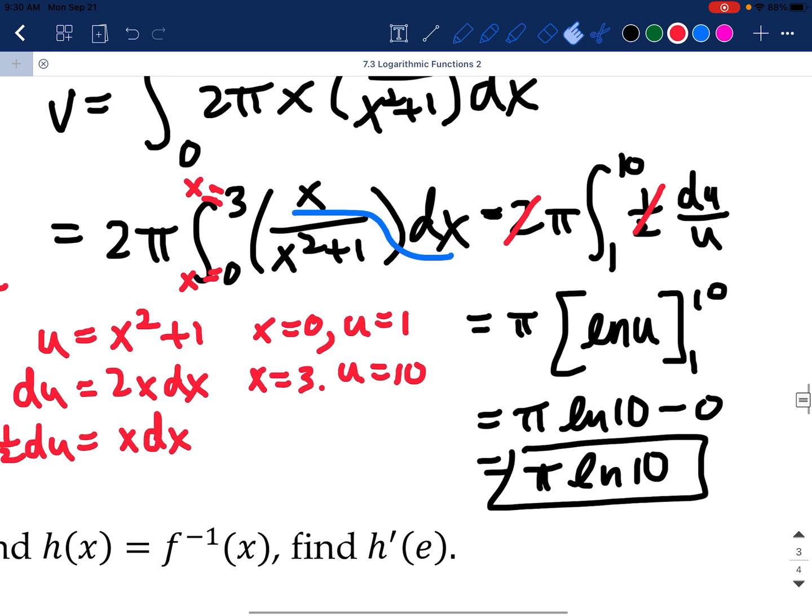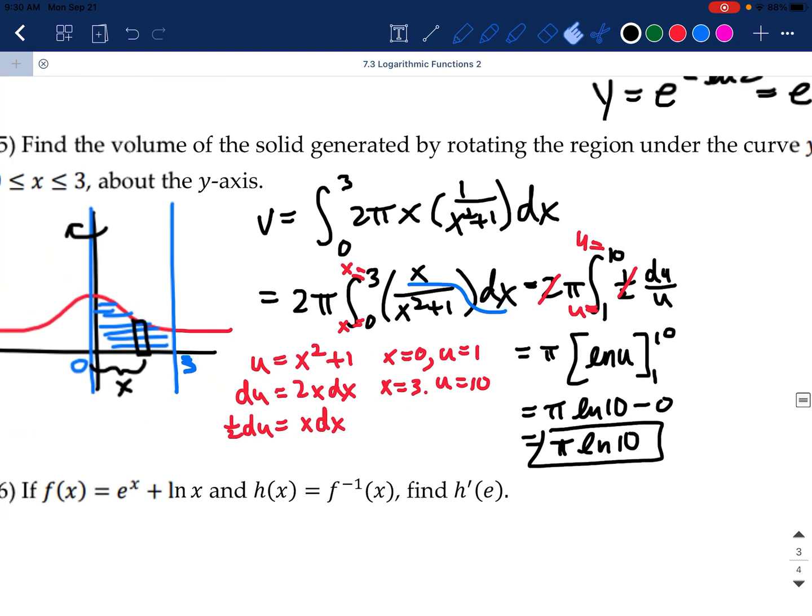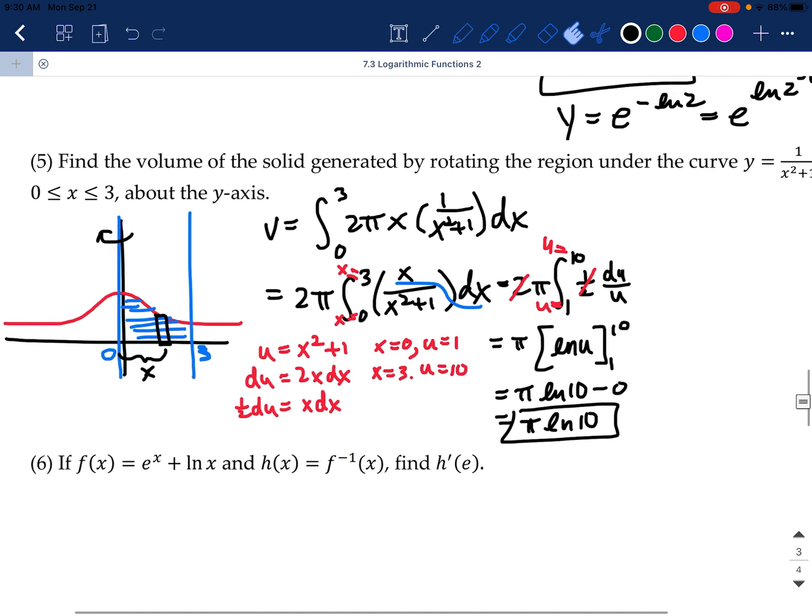And again, those are our new limits of integration up on top there. So that's equals u and u. So don't forget to change those limits of integration, and that's what we end up with.